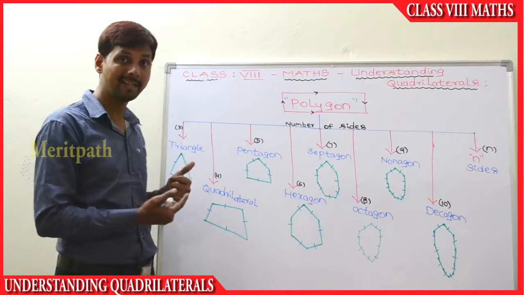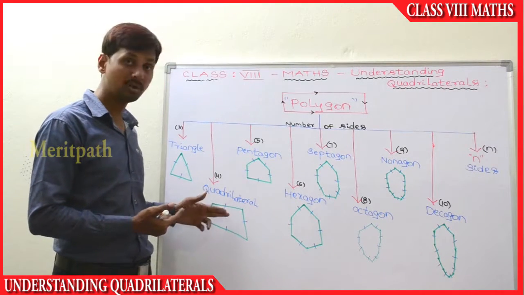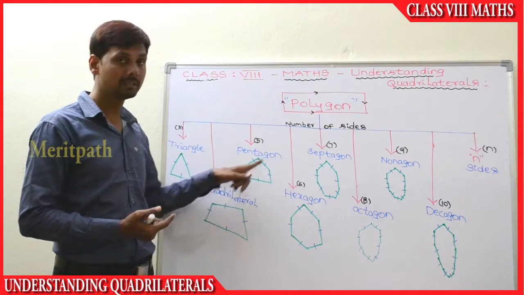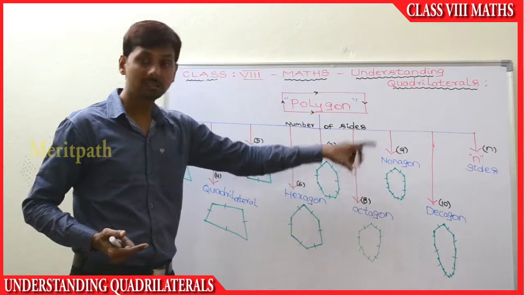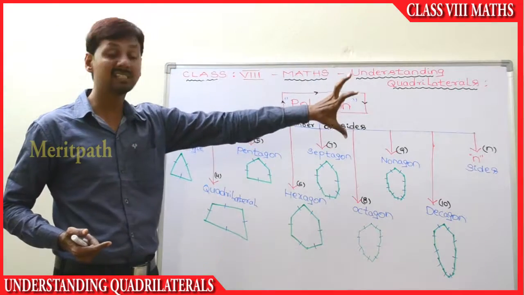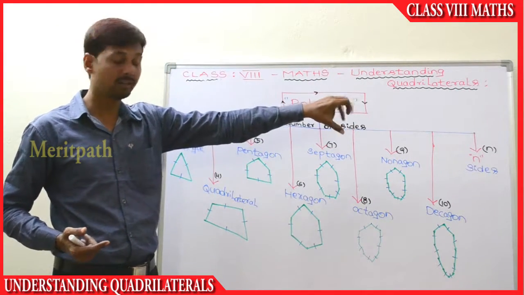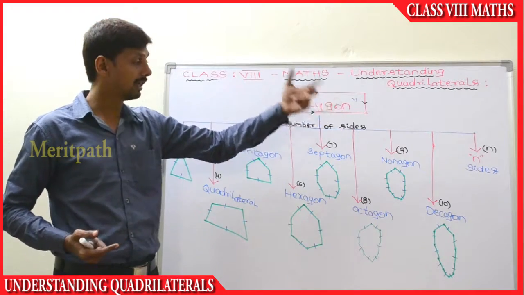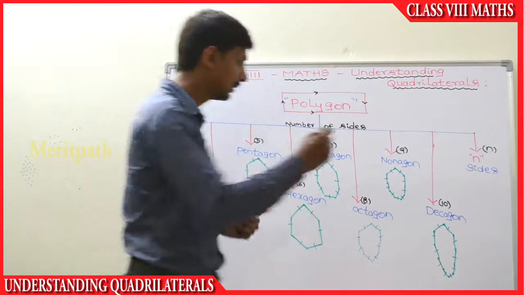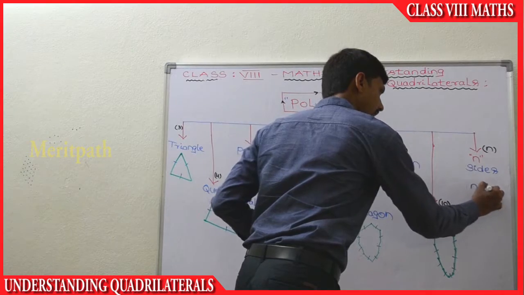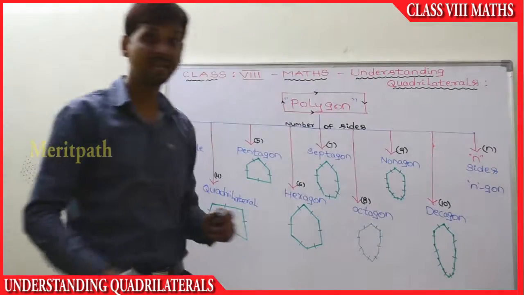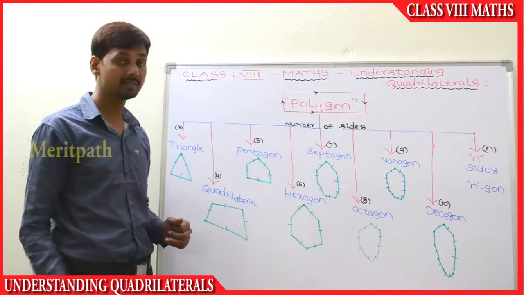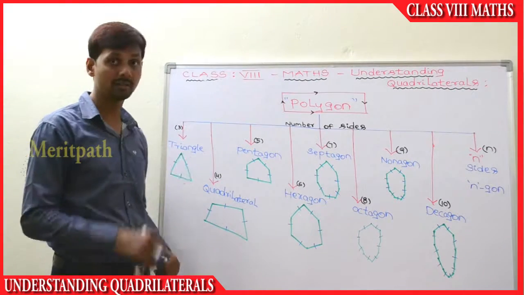So again: triangle, quadrilateral, pentagon, hexagon, septagon, octagon, nonagon, decagon, and n sides. We don't know the number, and that's the reason we do not draw it. We call it an n-gon here, where the number of sides is n. So this is about polygons. Different types of polygons we have discussed.